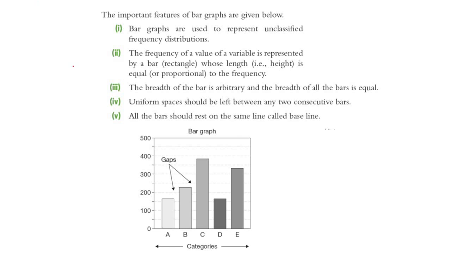Okay students, some features I did not discuss, so let me discuss them again. Basically, bar graphs are used to represent unclassified frequency distributions. The frequency of a value of a variable is represented by the bar. You see the rectangle, and the length, or you can say the height, is basically proportional to the frequency. Most of the time it is equal.